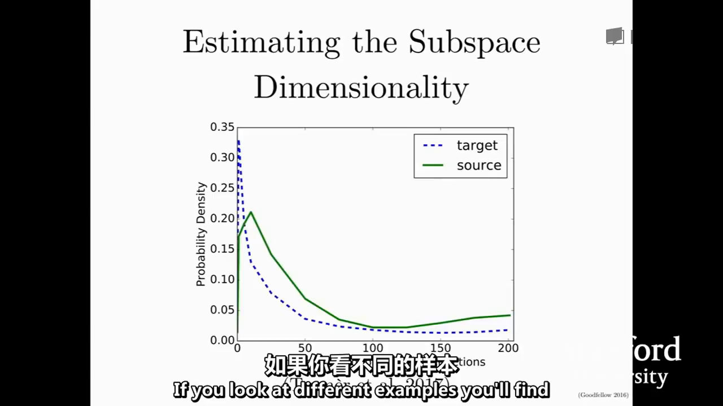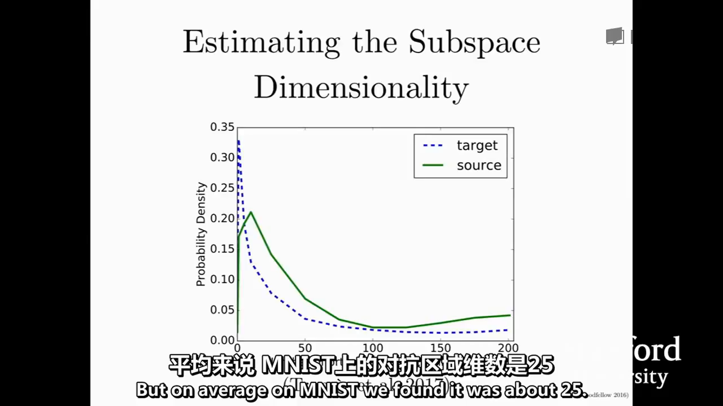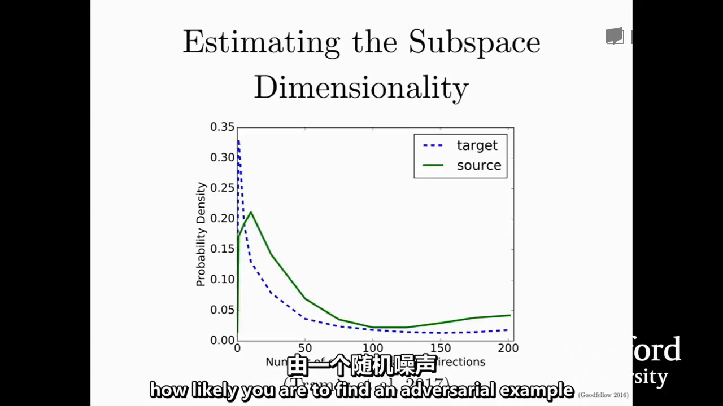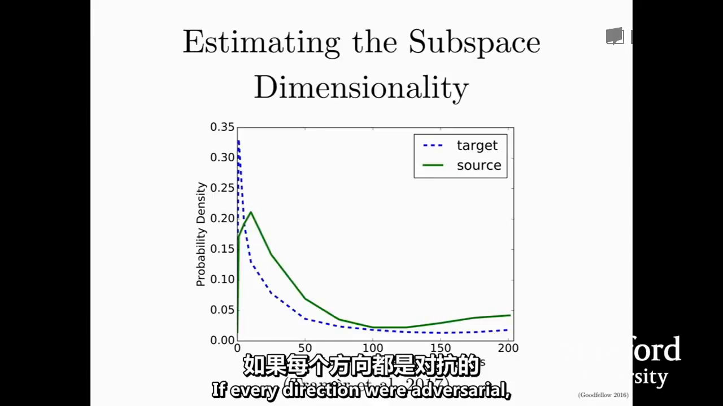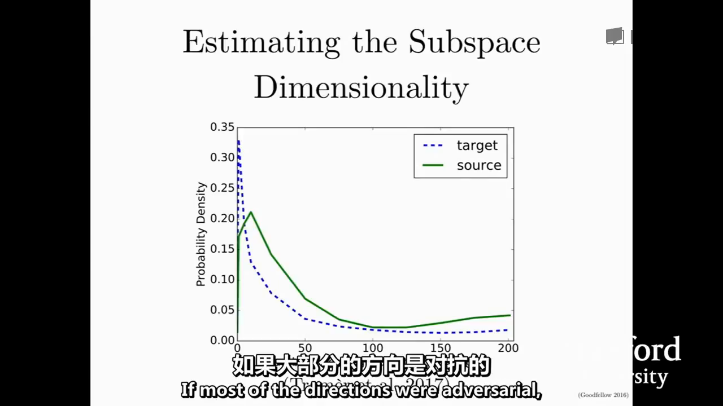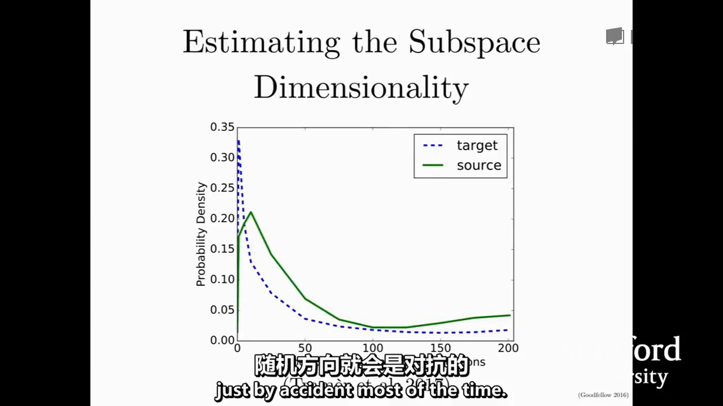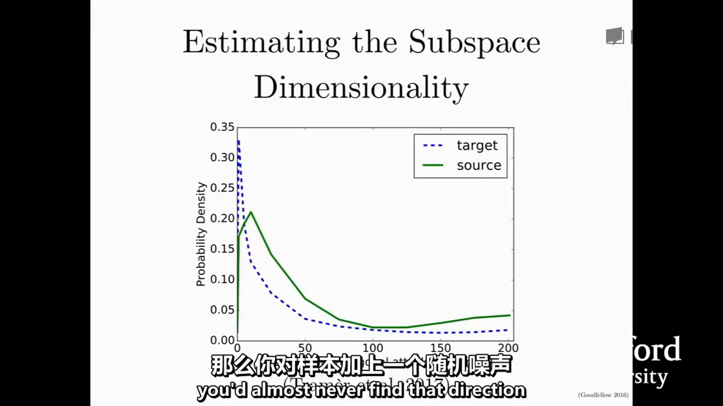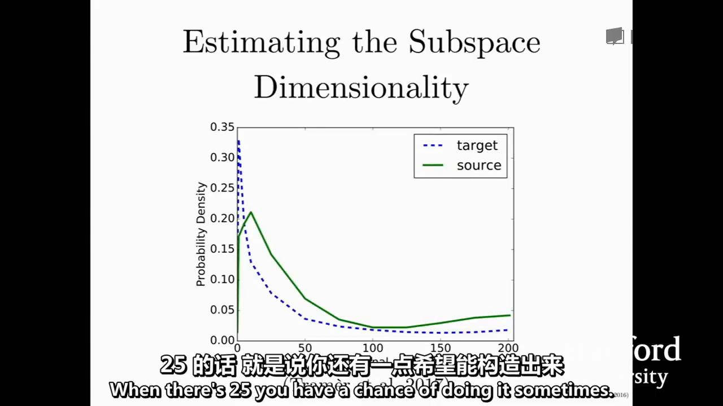If you look at different examples, you'll find different numbers of adversarial dimensions. But on average, on MNIST, we found it was about 25. So what's interesting here is the dimensionality actually tells you something about how likely you are to find an adversarial example by generating random noise. If every direction were adversarial, then any change would cause a misclassification. If most of the directions were adversarial, then random directions would end up being adversarial just by accident most of the time. And then if there was only one adversarial direction, you'd almost never find that direction just by adding random noise. When there's 25, you have a chance of doing it sometimes.